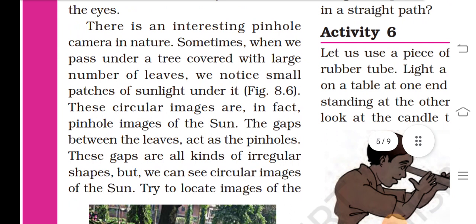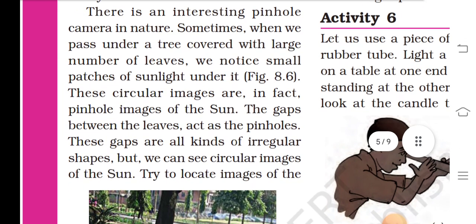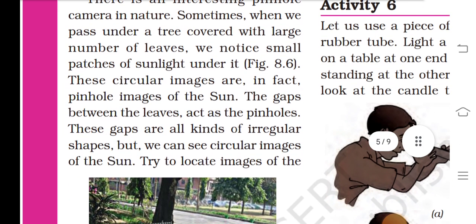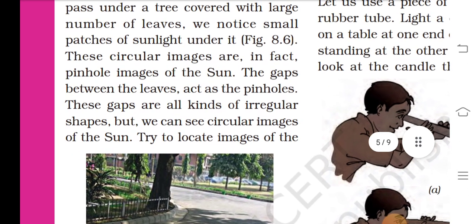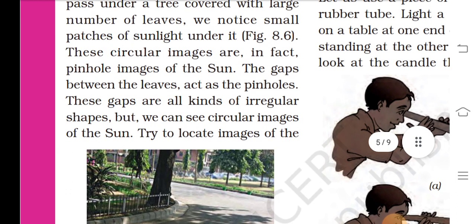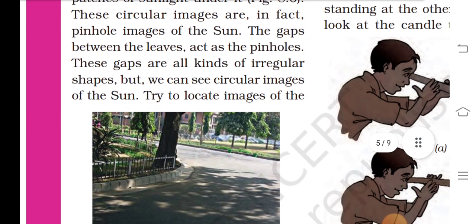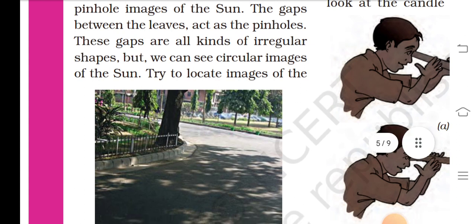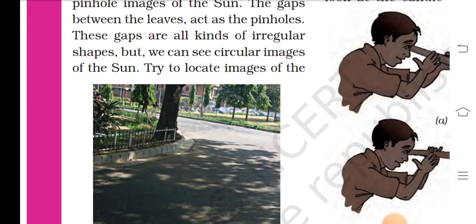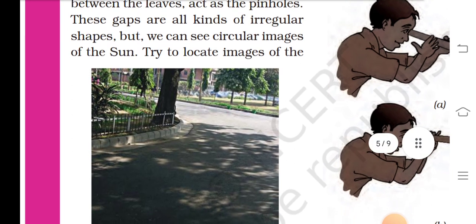There is an interesting camera in nature. Sometimes when we pass under trees covered with a large number of leaves, we notice small patches of sunlight under it. These circular images are in fact pinhole images of the sun. The gaps between the leaves act as a pinhole. These gaps are a kind of irregular shapes, but we can see circular images of the sun.